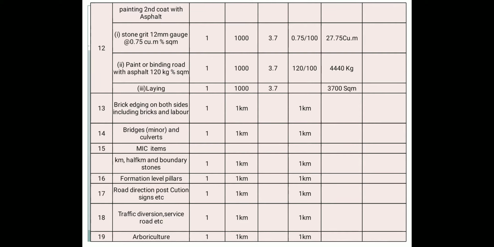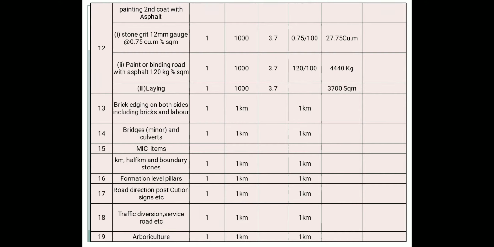Similarly, stone grit here is 1003.7.75 divided by 100, that is 27.75 meter cube. Painting or binding with the road with asphalt of 120 kg is 1003.7, 120 divided by 100, that is 4440 kg. Laying 1003.7, 3700 square meter.